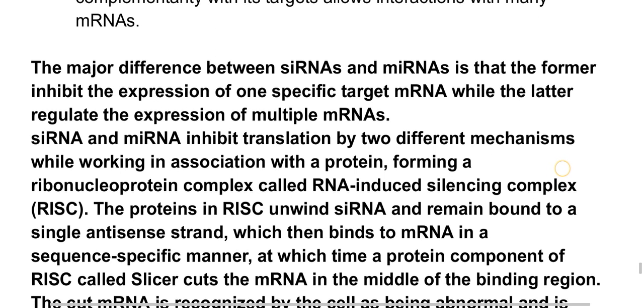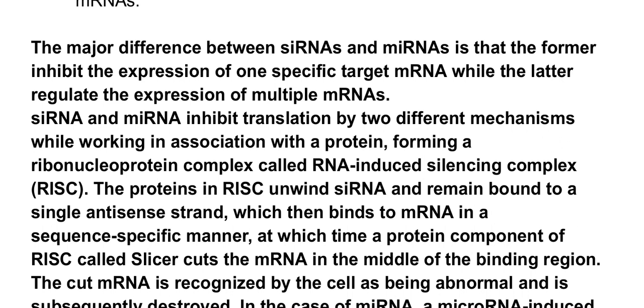The major difference between siRNA and miRNA is that the former inhibits the expression of one specific target mRNA, while the latter regulates the expression of multiple mRNAs. siRNA and miRNA inhibit translation by two different mechanisms while working in association with proteins, forming a ribonucleoprotein complex called the RNA-induced silencing complex, or RISC.